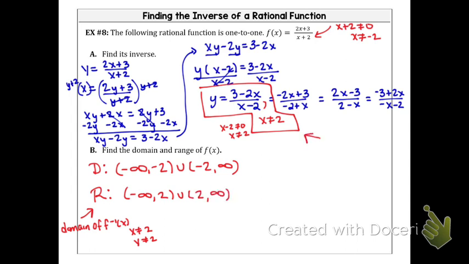And so what I really need to do right there is change it back to function notation, okay? So the inverse of f of x equals 3 minus 2x over x minus 2, comma, x cannot equal 2. And so that would be how I would write that. Sorry about that.